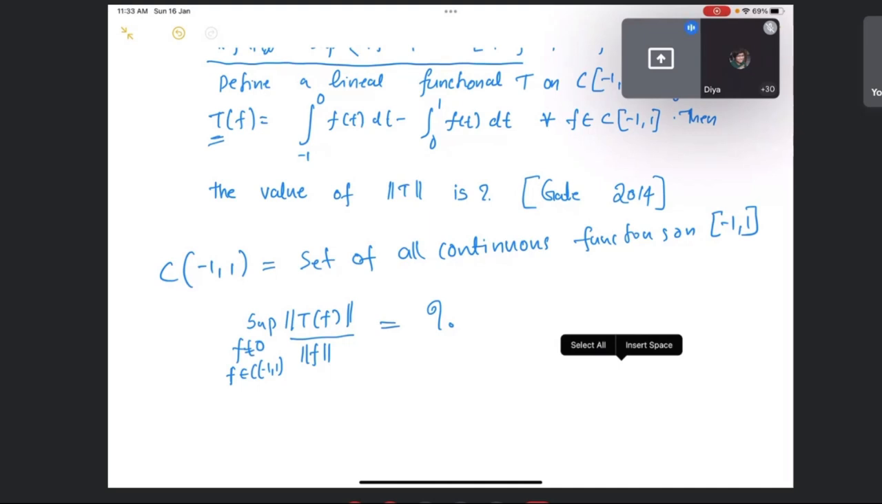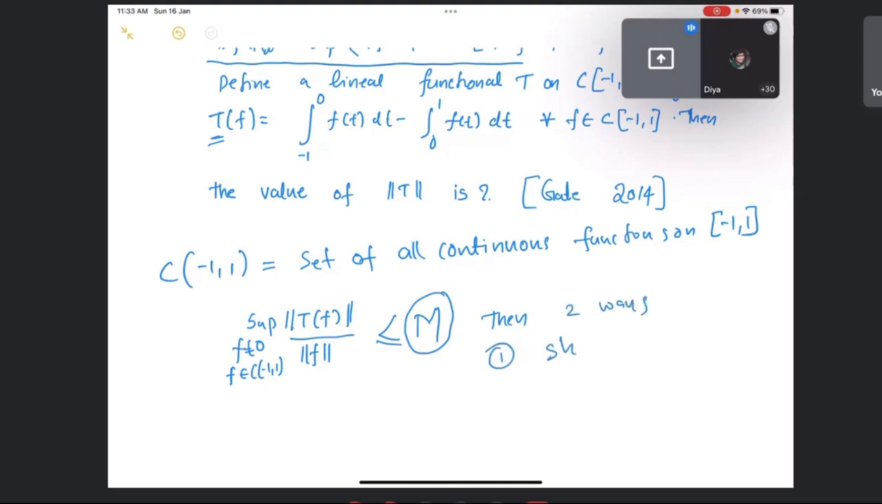So how to compute the supremum? There are ways to compute the supremum. What is the very common way to compute the supremum of something? One way is, you first find an upper bound for this. So first you prove that this M is going to be an upper bound. Then, once you get an upper bound, there are two ways. One is to show there exists an element for which the upper bound is attained.